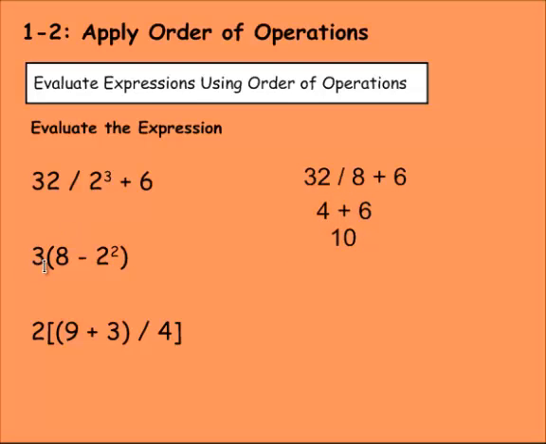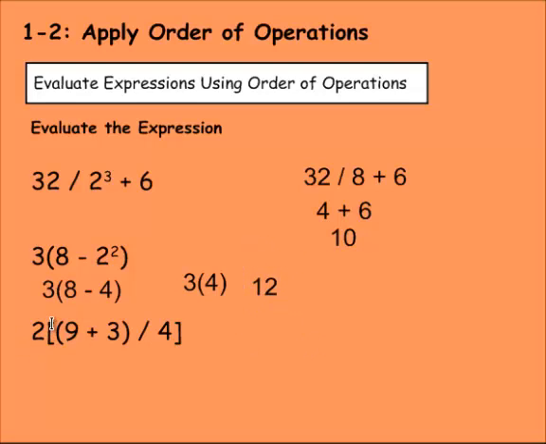Now let's do it with this one. I see parentheses, which means that everything in here has to go first. Then within the parentheses I see a subtraction and then an exponent. The exponent would then go first. So my new problem would be 3 times 8 minus 2 squared, which is 4. And then 3 times whatever's in the parentheses, 4. And then 3 times 4 would give me an answer of 12.